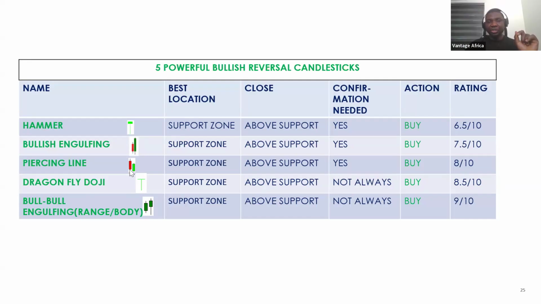The dragonfly doji is formed this way. Even though this candlestick is still like a doji, which means that it opens and closes at the same spot, that's why you see that this candlestick doesn't have a real body. It only has a tiny line here. That tiny line is telling you that its open and close are the same.